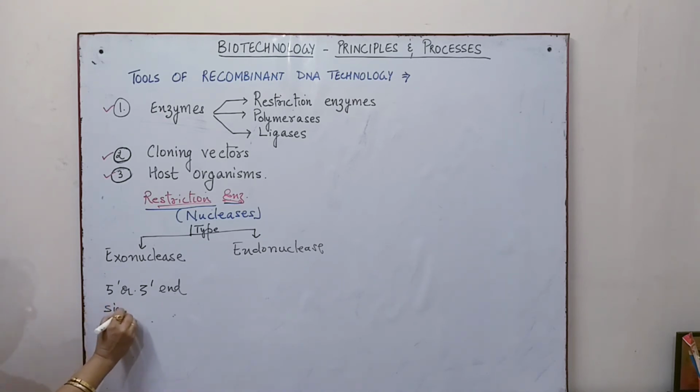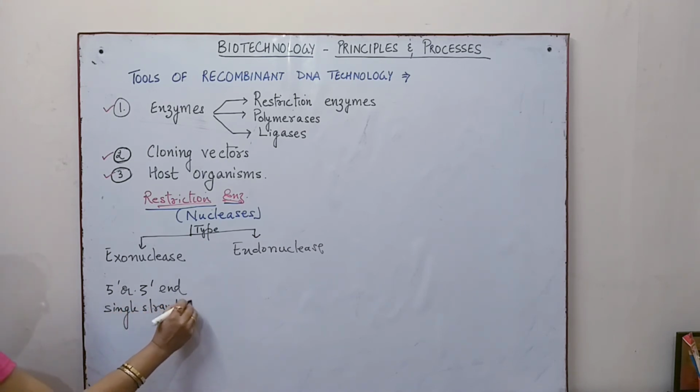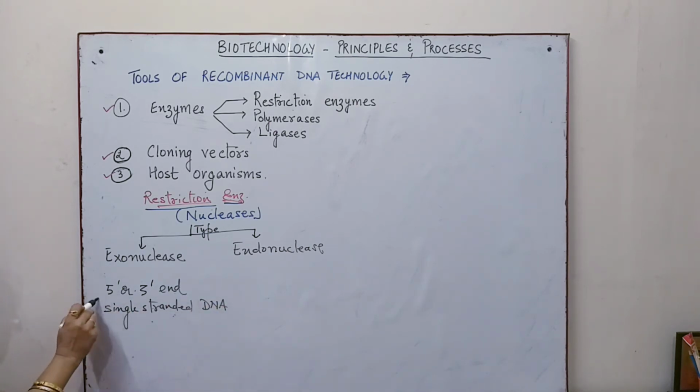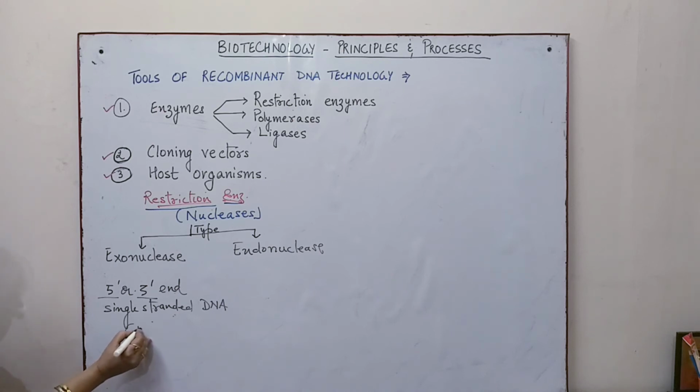So single stranded DNA, and they will remove the nucleotide sequence either from the 5' or 3' end, and that is only a single strand of a double stranded DNA. That means when we are talking about double stranded DNA, they are capable of removing nucleotides from only one of the strands, not both the strands.